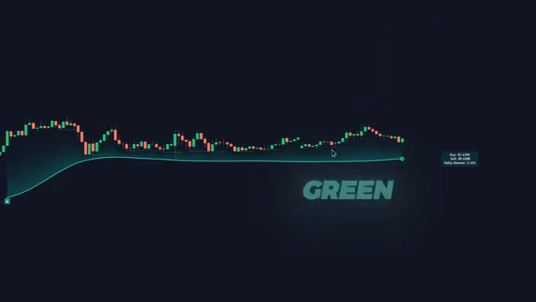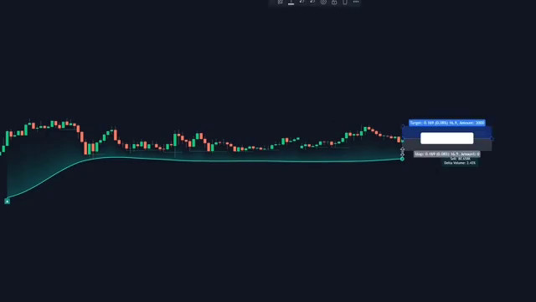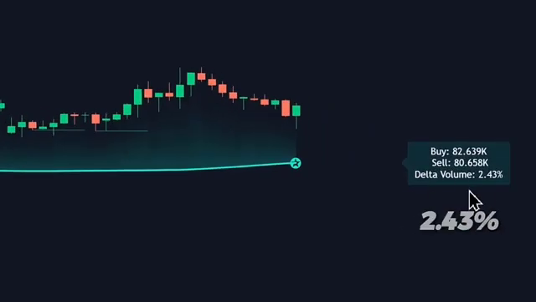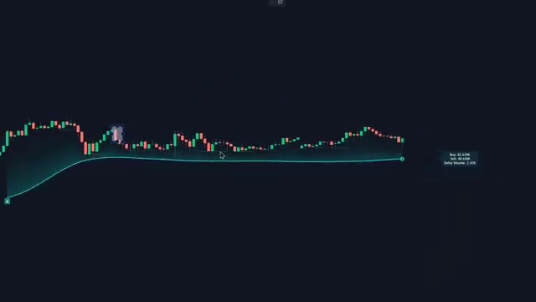If you were to follow this indicator blindly, like you would follow a moving average, well, you would take long positions here and probably end up losing money. However, by checking the delta volume, which is at 2.43%, which is less than 10% and close to zero, you will get a clearer picture of the trend. A low delta volume like this tells you that this is not a bullish market, it's a ranging market.